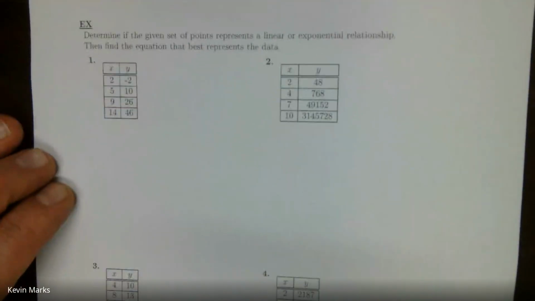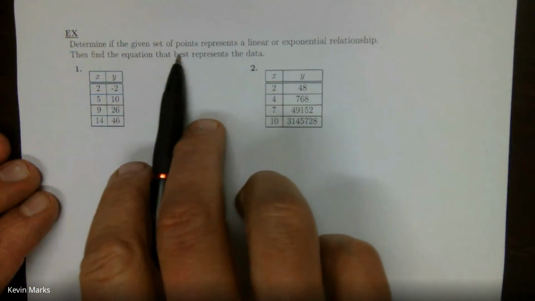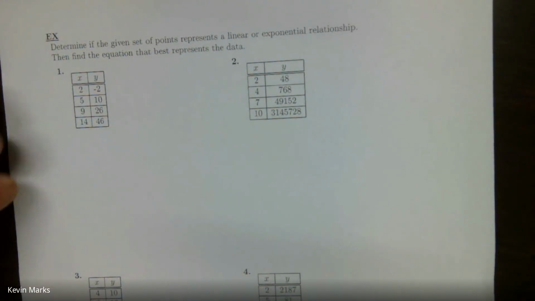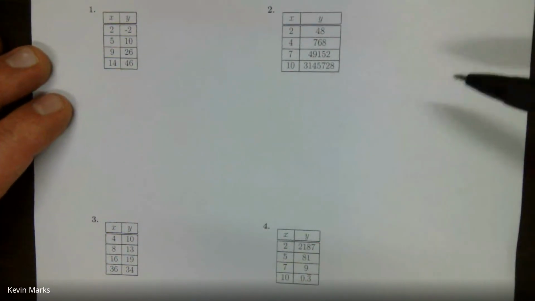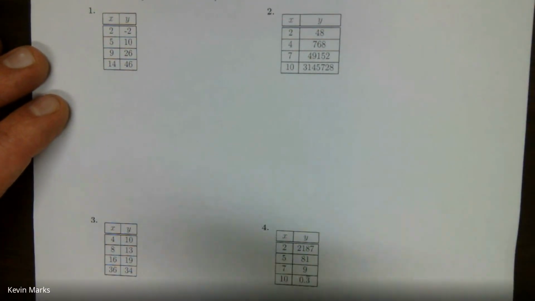So the other thing, putting this all together now, is if I give you these charts here, I want to determine if the given set of points represents a linear or exponential relationship, then find the equation that best represents the data. So just by looking at the charts, putting the ideas together, tell me linear versus exponential, and then be able to come up with the equation for it.